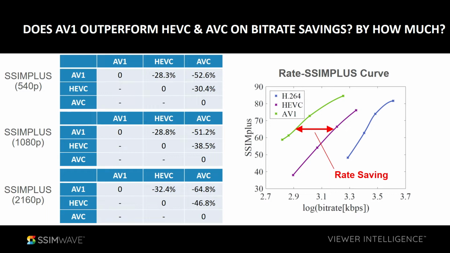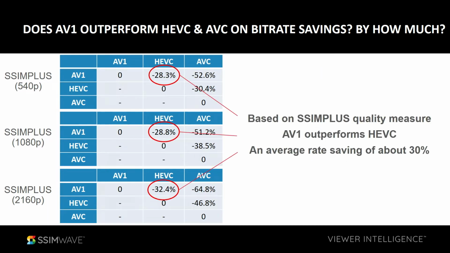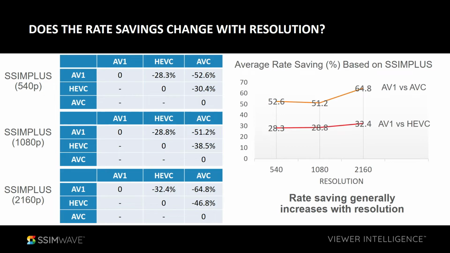After we have done this, here are the results we get so far. We have three tables, each with a different resolution. From this, you can see that if you compare AV1 and HEVC, you have 28% and 32%. So it's on average something like 30% savings, if you compare this particular implementation of the AV1 and HEVC encoders. That's what we observe.